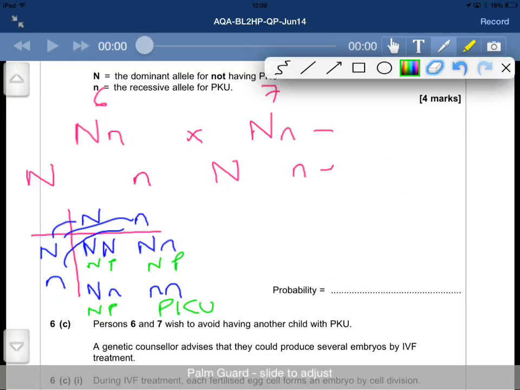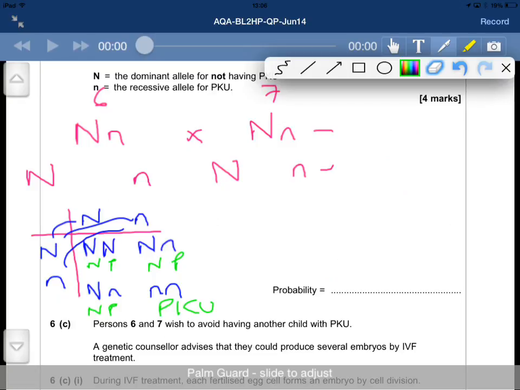So I've got 1 mark for stating the gametes, 1 mark for doing the Punnett square crosses to get the genotypes. The next mark is the identification of the phenotypes: all of the big N big N and big N small n are non-PKU, and small n small n is PKU. So the next mark is for saying which have PKU, and then the last mark is the probability.